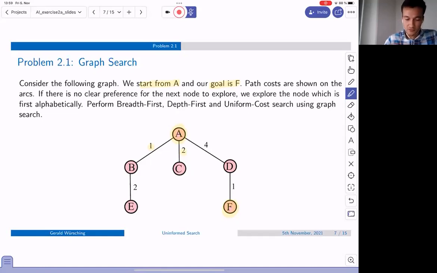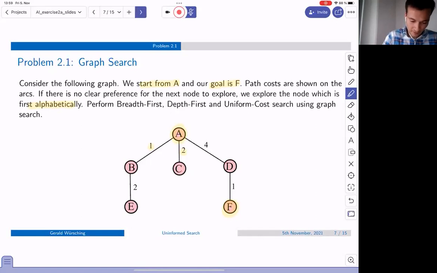So our path costs are shown here, basically on the arcs. And what we also do is we say, if there's no clear preference which node we want to explore next, then we will explore the node which is first alphabetically. So for example, in breadth first, if we have a first in, first out, but there is no clear decision which one was first in or first out, then we use an additional condition. So we use this alphabetic order of the nodes.